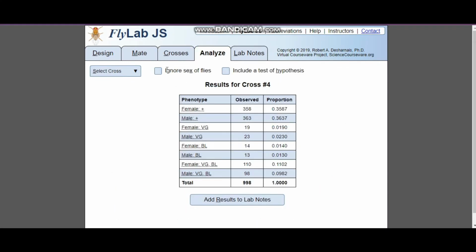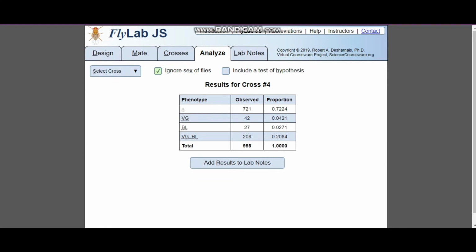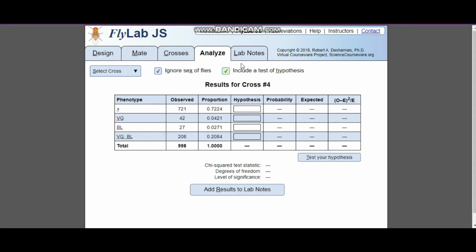First we have to ignore the sex of the flies so that we can analyze the data between the traits. So there are 4 traits, which are wild type, vestigial wing, black body color, and vestigial wing with black body color. So next we're going to see the hypothesis. For a dihybrid Mendelian cross, the ratio is 9 to 3 to 3 to 1.